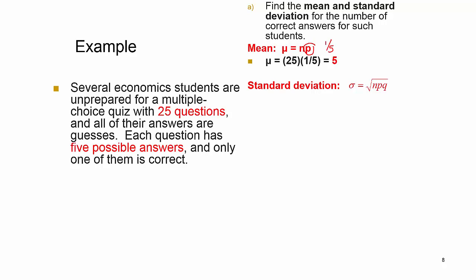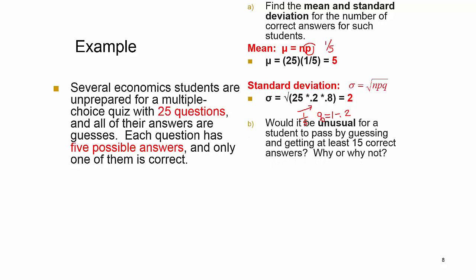Standard deviation is sigma equals the square root of n times p times q. So that's the square root of 25 times 0.2. 0.2 is 1 divided by 5. And then q is equal to 1 minus 0.2. So we get 0.8 or 4/5. So standard deviation is 2.